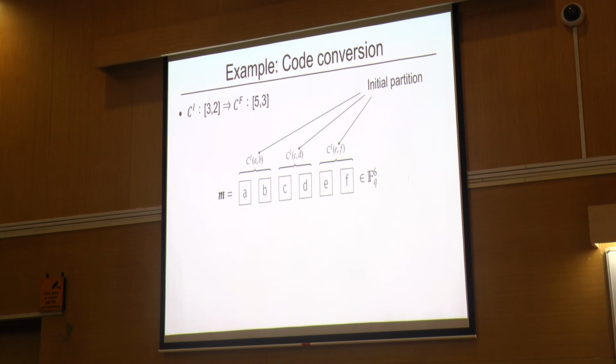In the initial configuration, k is 2, right? And in the final configuration, k is 3, so one valid partition is something like this, where ABC are encoded together, belonging to one code word, and DEF belong to another code word.